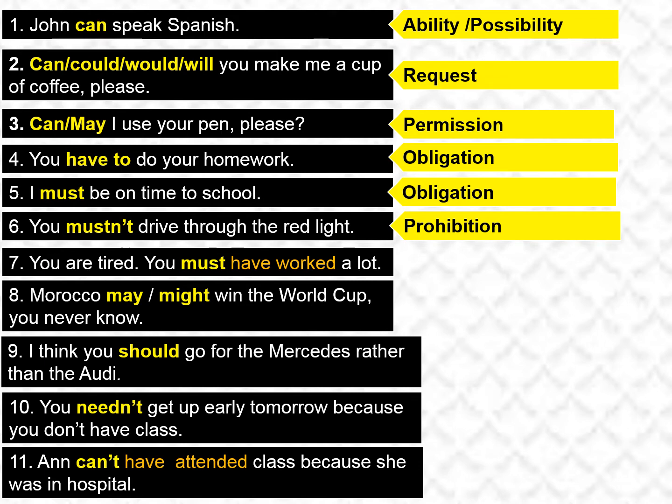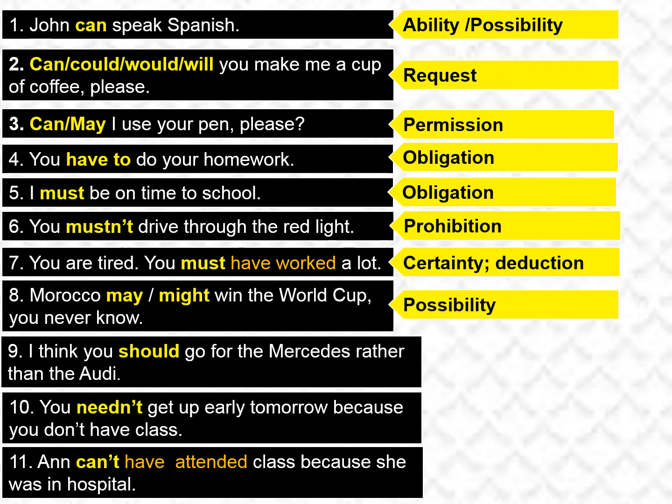Number seven, you are tired. You must have worked a lot. What's that? Yes, it's certainty or deduction. You deduce what happened. Number eight, Morocco may win the World Cup, or Morocco might win the World Cup. You never know. That's just a possibility.